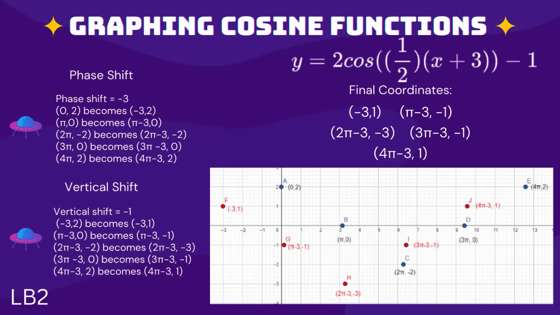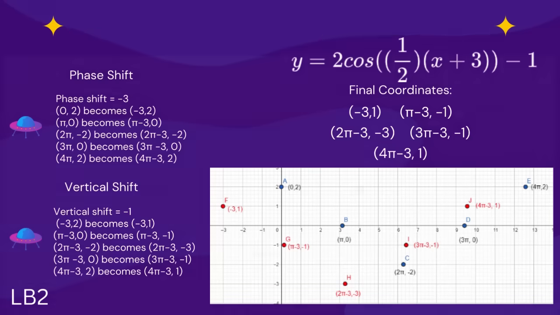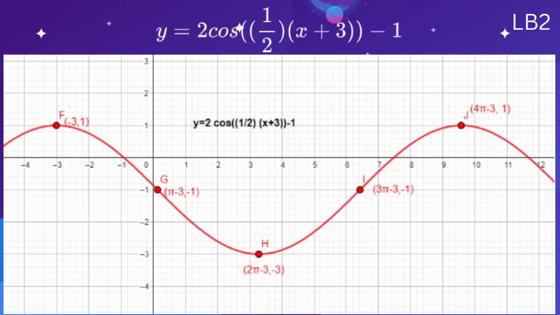Let's see how that changed on the graph. Notice that the blue dots are our original coordinates, while the red ones are the modified ones we're going to use for the graph. Now, copy this pattern to the left and the right to create our magnum opus. Here we are. May I present to you the graph of the function y equals 2 times the cosine of open parentheses 1/2 the quantity x plus 3 close parentheses minus 1.